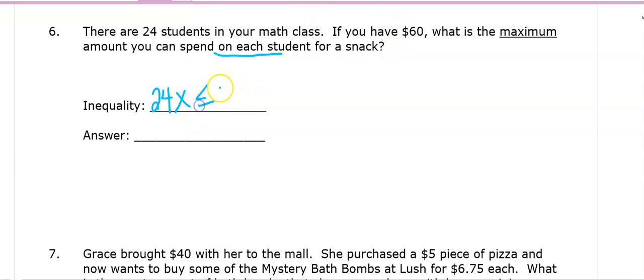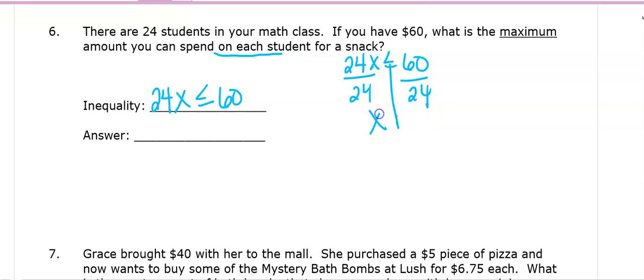So, you're going to include the 60, right? Because the 60 is the most you have. So, you're going to do 24x less than or equal to 60, right? Divide by 24, divide by 24. x is less than or equal to, I got 2.5. So what does that mean? The most you can spend for students is $2.50 each. Remember, you can have a decimal of money, guys.